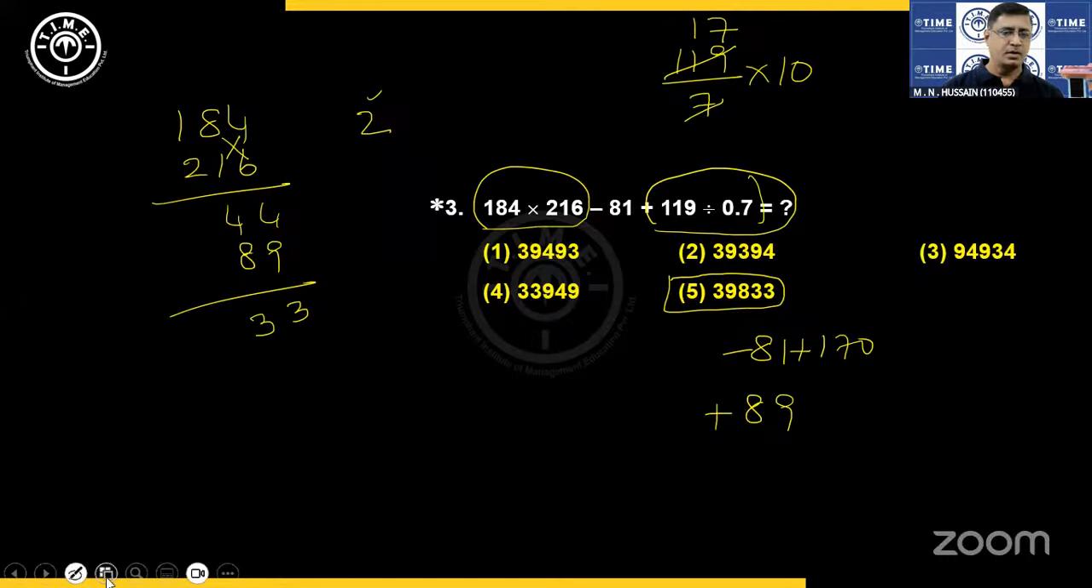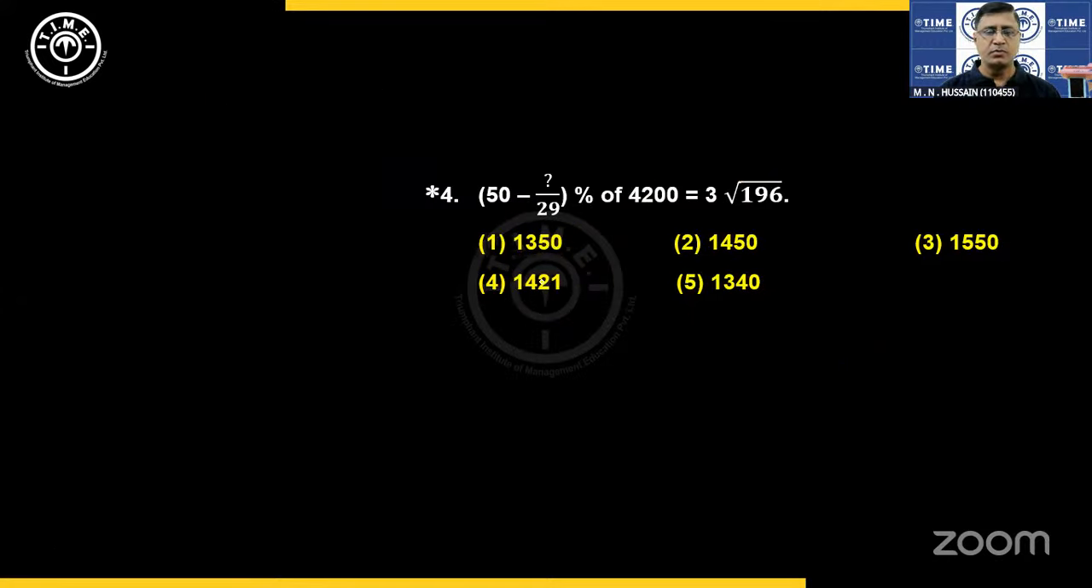Okay. Now look at the next example. Question number 4. 50 minus question mark by 29% of 4200 is equal to 3 into square root of 196. Percentage and zeros we can cancel. What is the value of the square root of 196? 14 squared is equal to 196. So 3 into 14 is equal to 42.